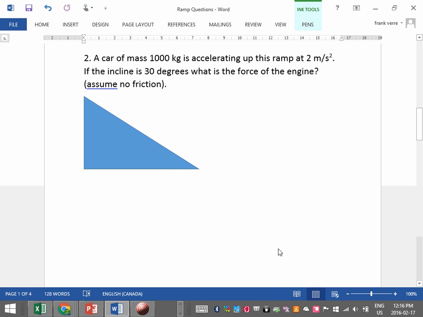Look at this question. We have a car going up a ramp. So we're going to do a 30-degree ramp again. So 30 degrees, and we have a car going up a ramp. Here it is going up a ramp.